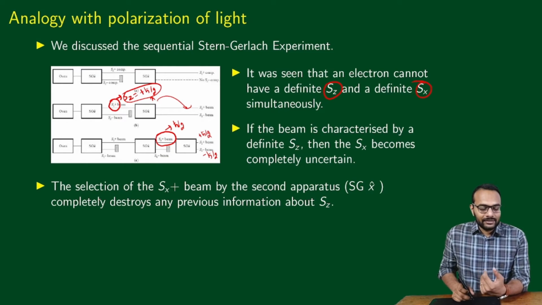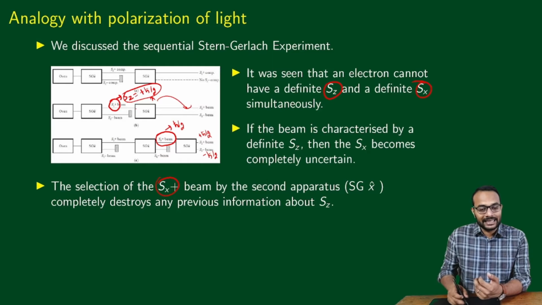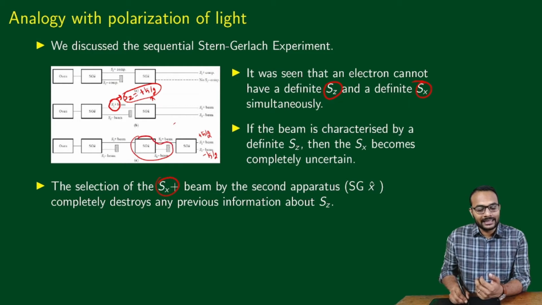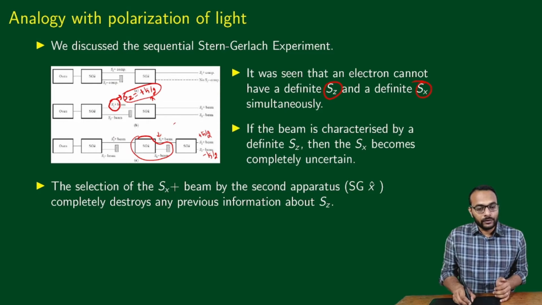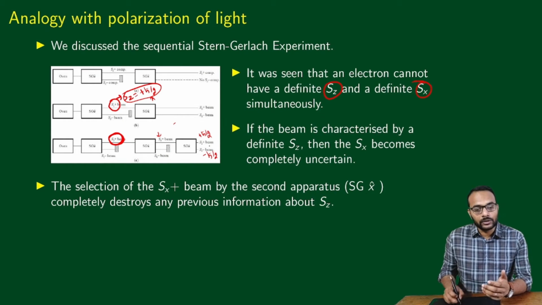Now, we also made a statement that the selection of the Sx plus beam by the second apparatus, which we called Sgx hat, completely destroys any previous information about Sz. Previously we had the information that this beam is characterized by Sz plus. Once we pass it into an Sgx hat apparatus, this information is lost, and now it could either be Sz plus or Sz minus. If instead you pass it to an Sgz hat apparatus, you will get only one beam, the Sz plus beam. That information stays there. But once you pass it to an Sgx hat apparatus, this information is lost, and then it could either be Sz plus or Sz minus.